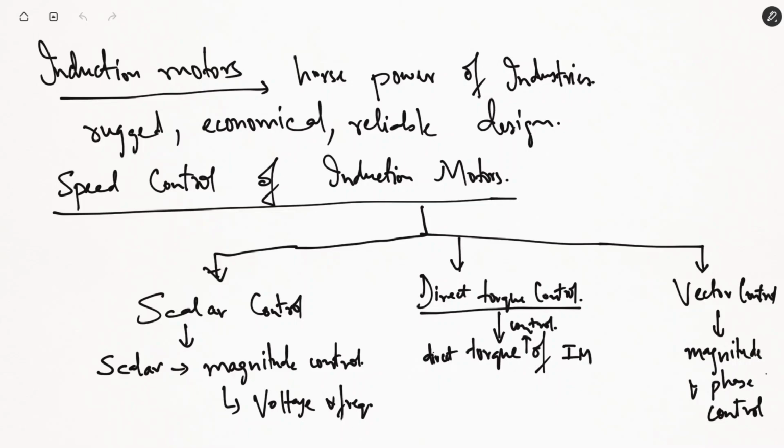We'll just be going through them. We'll not be doing them in detail. So here we are only talking about the magnitude control of voltage, frequency, current, or even resistance or poles for that matter. We are only dealing with the magnitude control, and by magnitude control, how we are able to control the speed of induction motor.